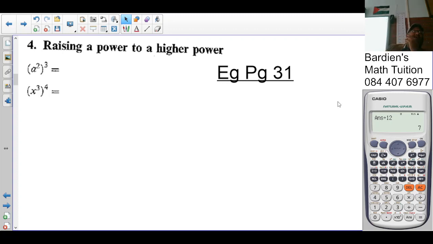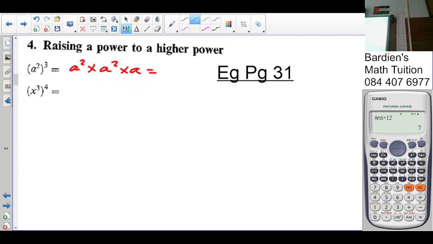So here we've got a squared raised to the exponent 3. So who can tell me what that means? What does a squared raised to the exponent 3 mean? A squared times a squared times a squared. You all agree with that? Right, so this would simply be a squared times a squared times a squared.